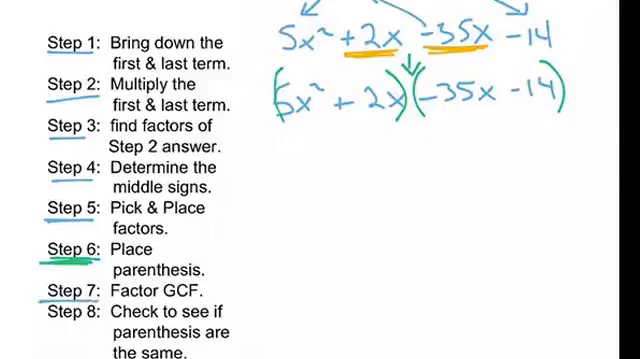All right, step 7. Let's jump back a few steps. Step 7 is to factor out the GCF. So looking at this parentheses, I have an x common to both terms.